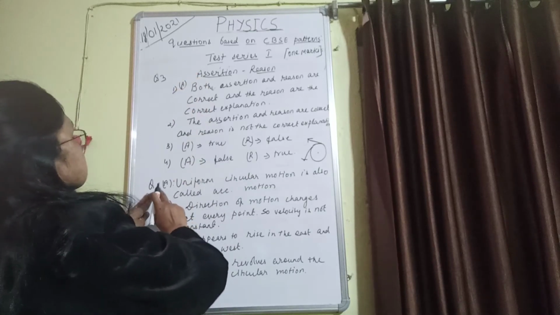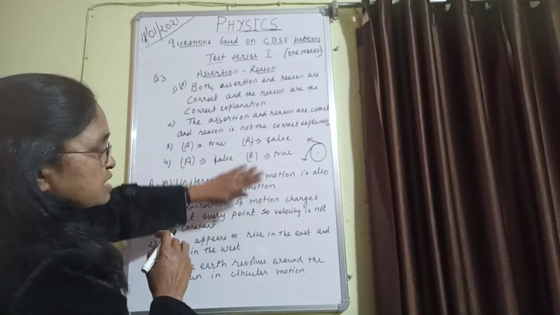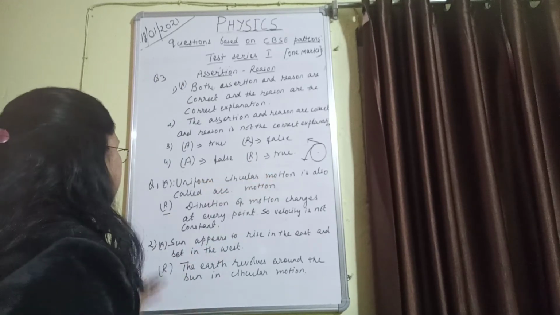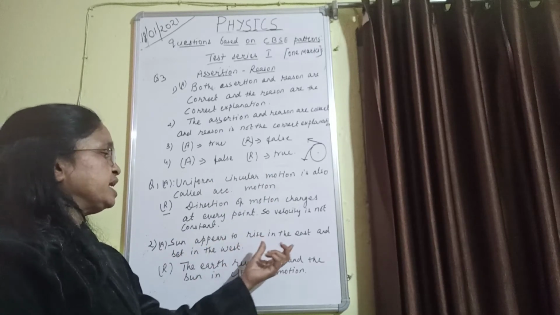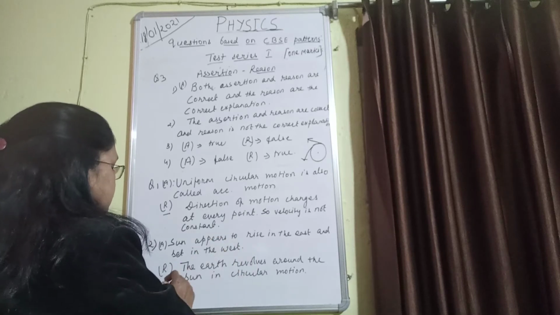A, question number 1, the first one will be the correct answer because the reason is the correct explanation of the assertion. Second, the sun appears to rise in the east and set in the west. Yes, the assertion is right. Let us see the reason.